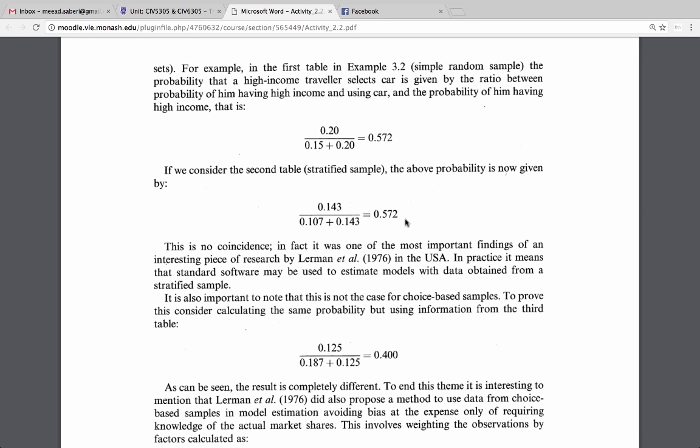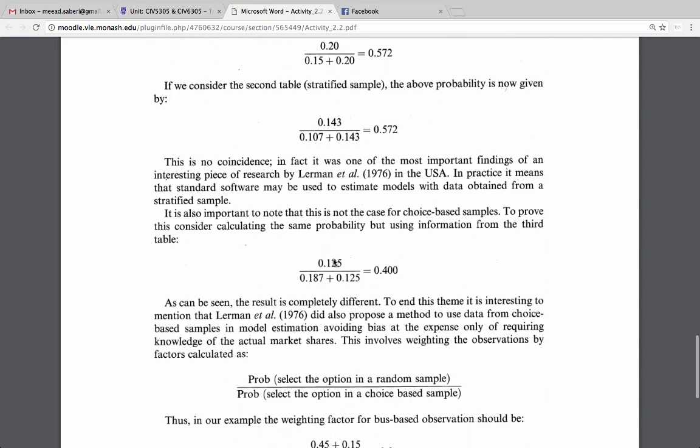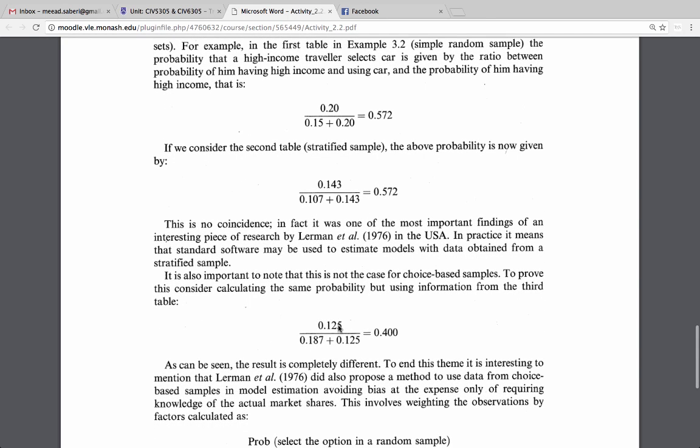This is not a coincidence. In fact, this is one of the very interesting and important properties of a stratified sample that was shown by a seminal work of Lerman in 1976. It is also important to note that this property doesn't hold for choice-based samples. If you calculate the same value, which was the probability of being high income and selecting a car, over the probability of being high income using the values in the choice-based table, you get a different probability.